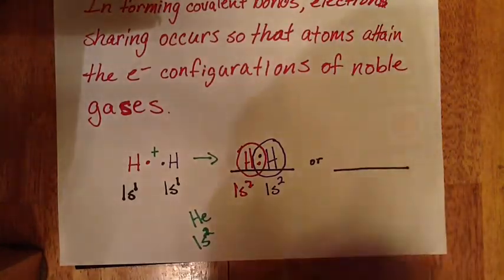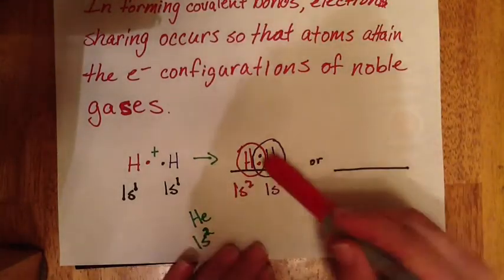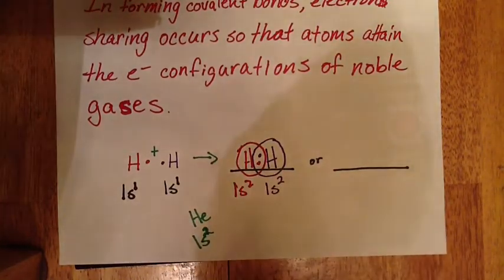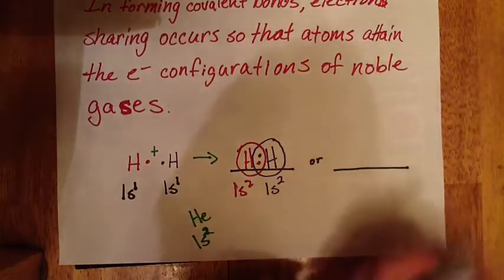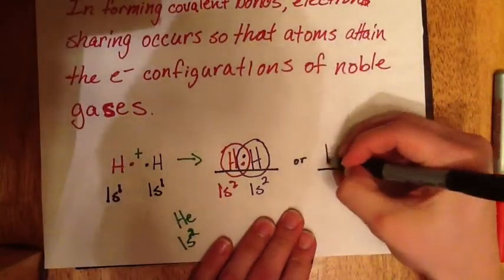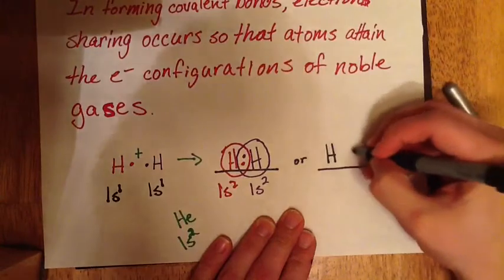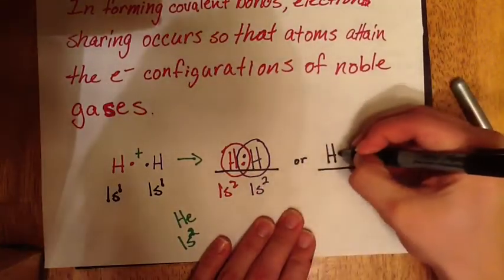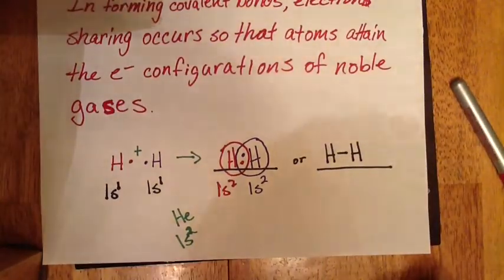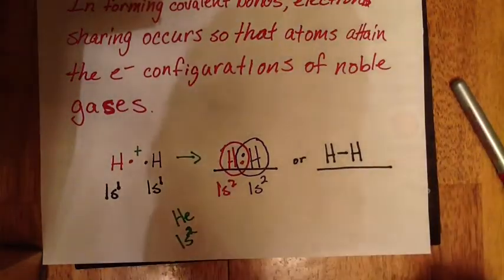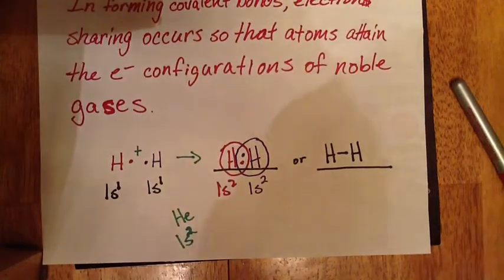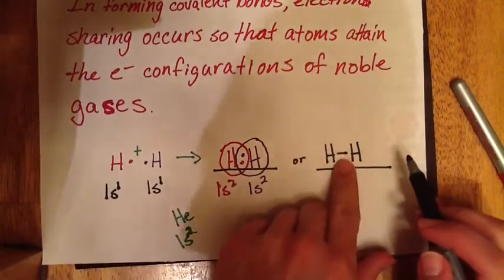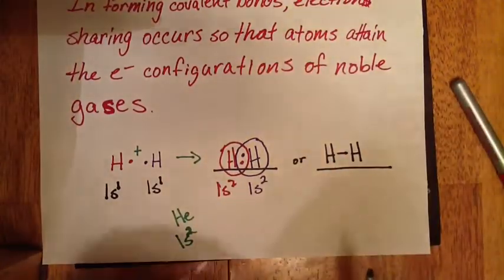Something else I want to introduce today is that instead of writing out the dots for the bond every time, we can draw them a little differently. We're going to just draw a hydrogen and another hydrogen. Instead of drawing the two dots, we're just going to draw a line. That's going to quicken things, and that's how you're going to see it most of the time. Whenever electrons are being shared, they can just be drawn with a line. Alright, so let's continue on.